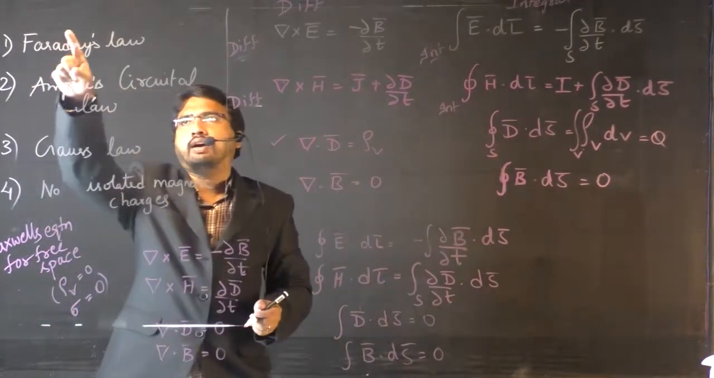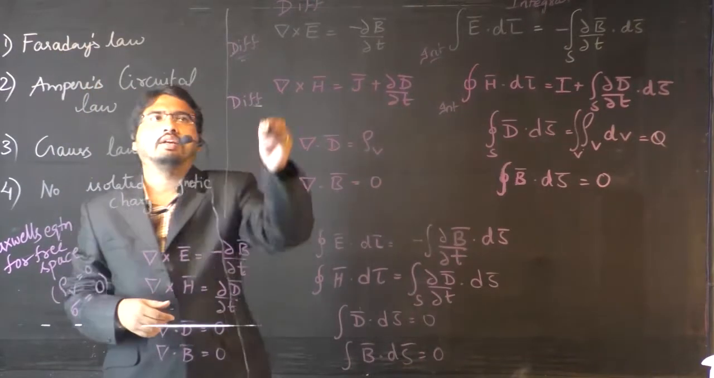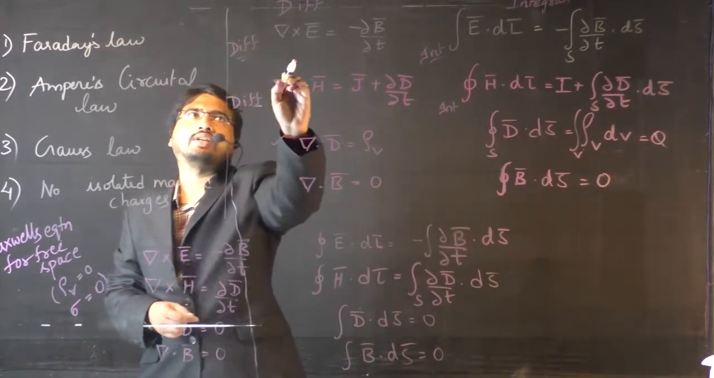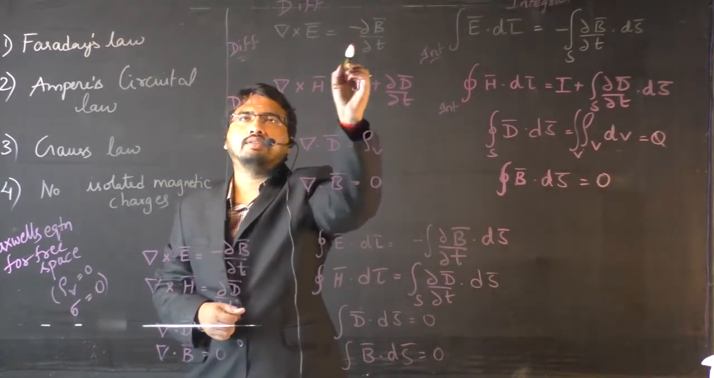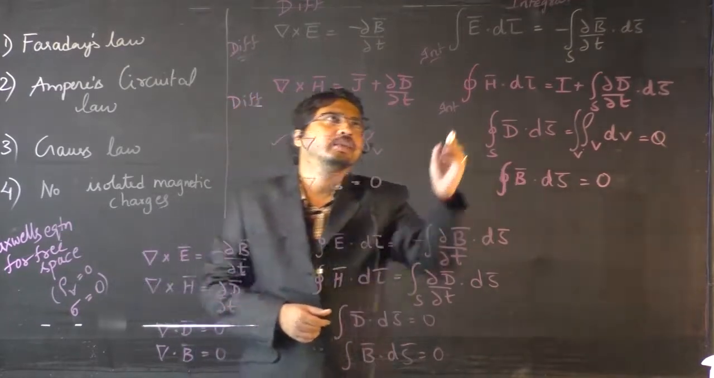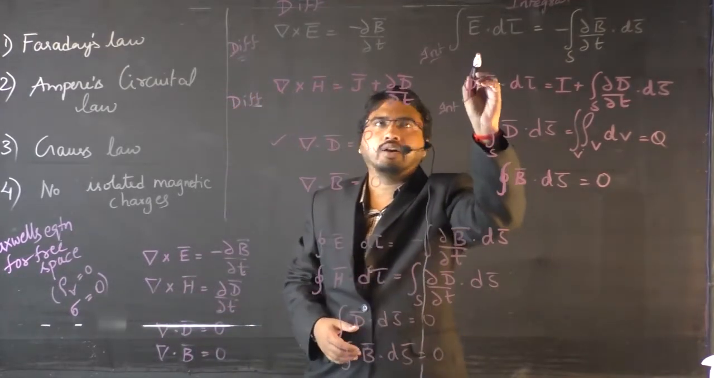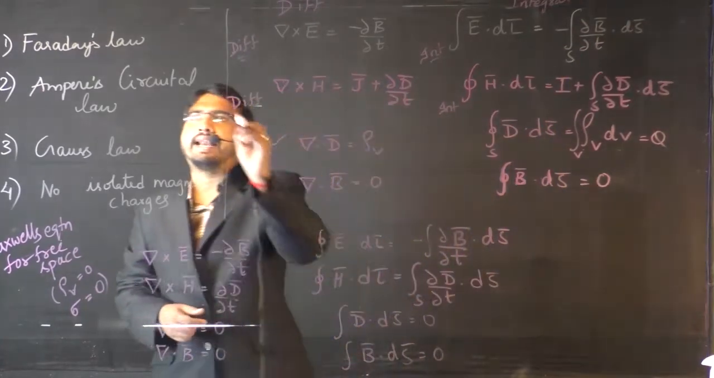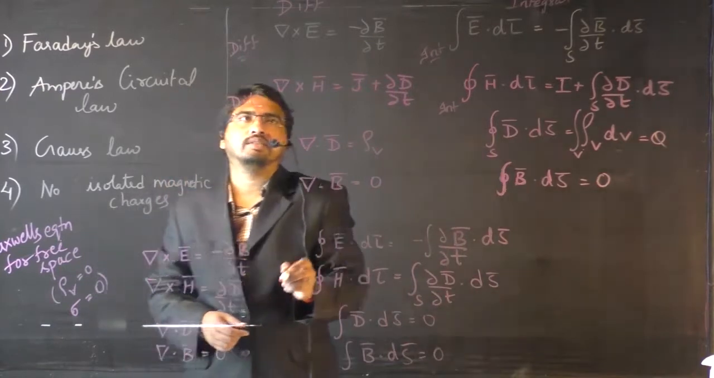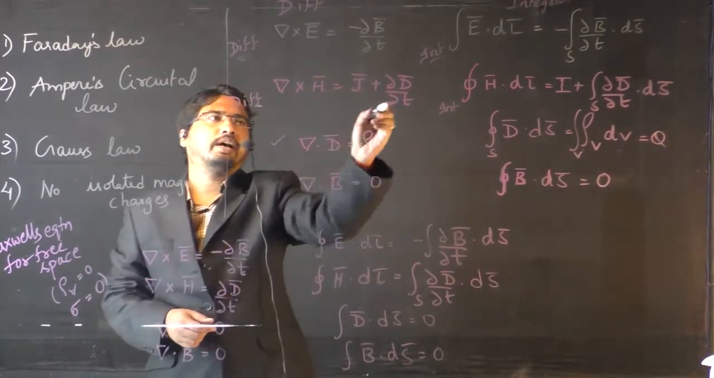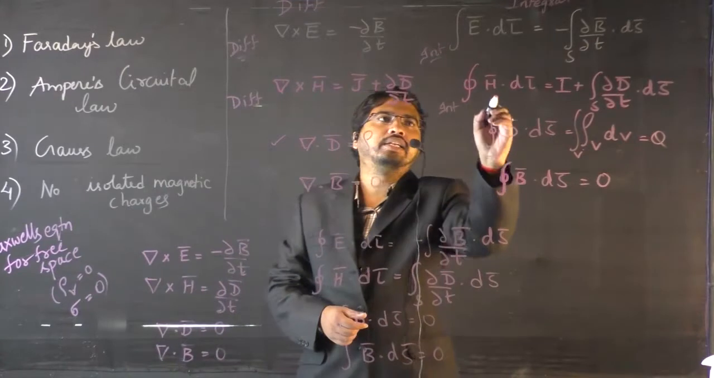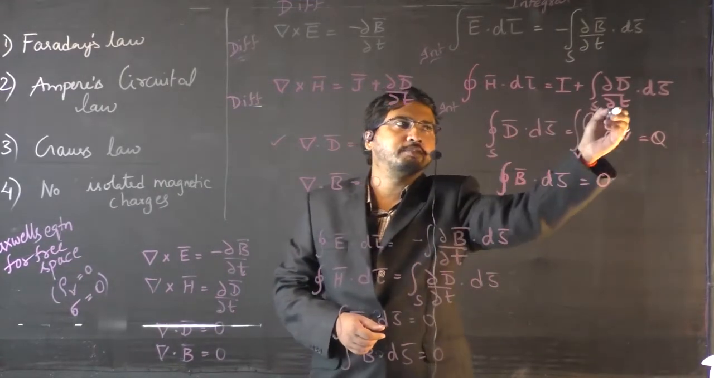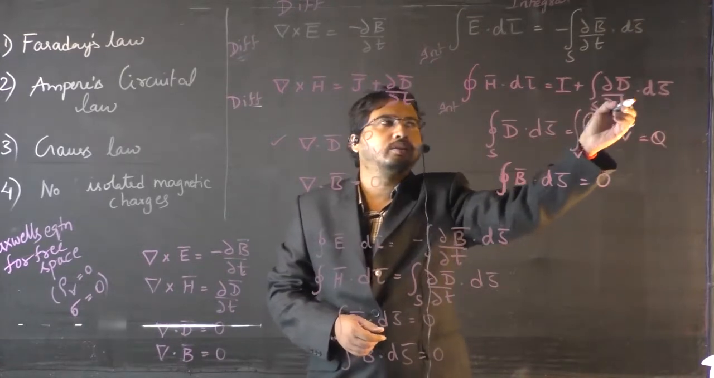Before this we are summarizing the expressions for all the laws. For Faraday's law, the differential form is del cross E bar is equal to minus dou B by dou T, and the integral form is integral E bar dot dl bar is equal to minus integral dou B by dou T dot ds bar. And Ampere circuital law in differential form is del cross H bar equal to J bar plus dou D bar by dou T, and the integral form is integral H bar dot dl bar is equal to I plus the integral of displacement current density dou D bar by dou T dot ds bar.